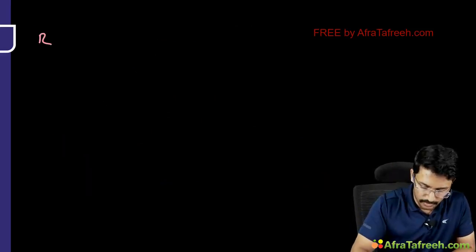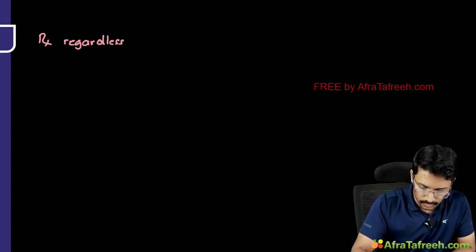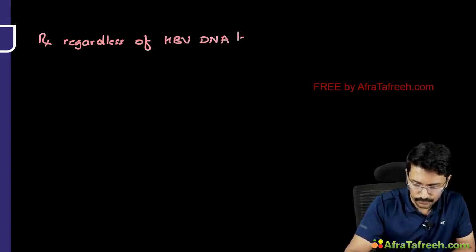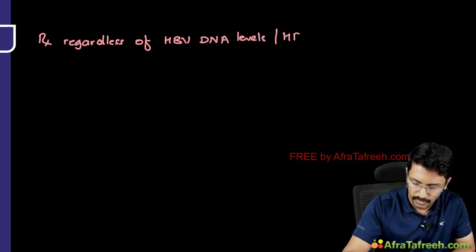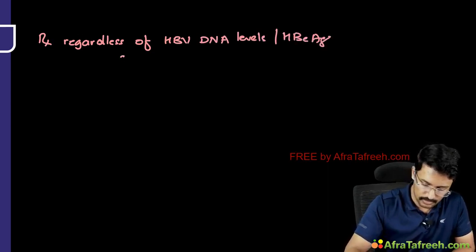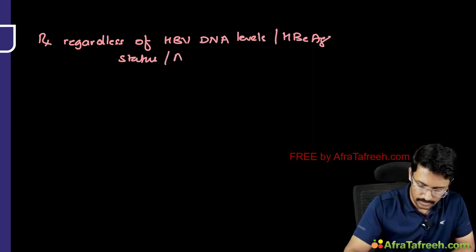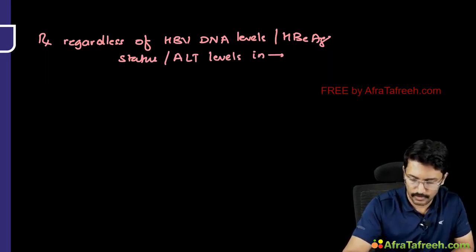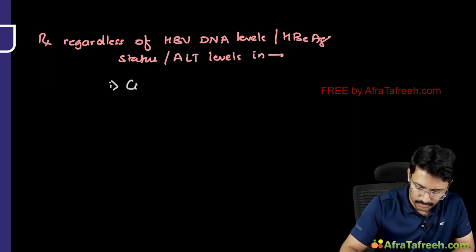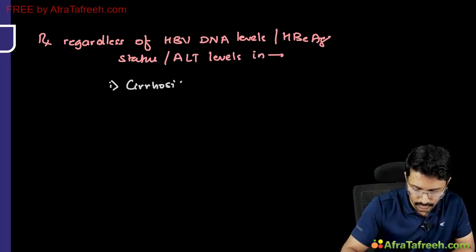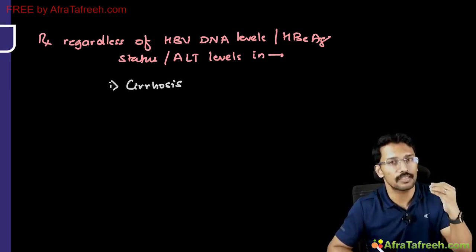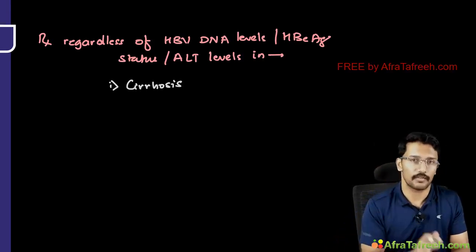We have to treat patients regardless of HBV DNA levels, HBeAg status and ALT levels in the following circumstances. Number one, when there is established cirrhosis. When there is clearly established cirrhosis, you don't need to look at those; all you need is the positive status for the surface antigen, enough to start antivirals.